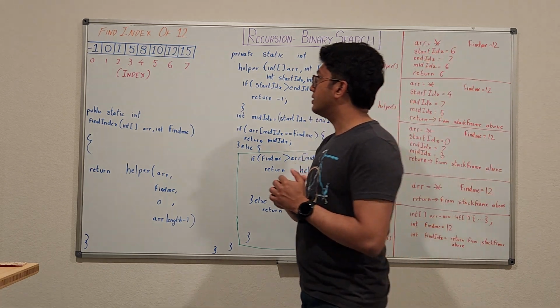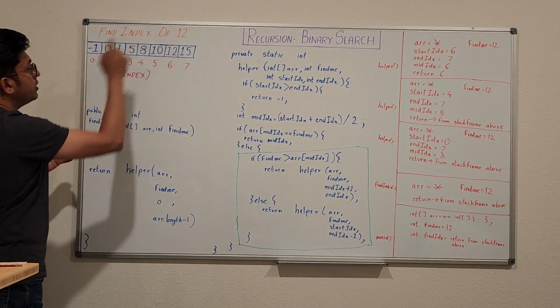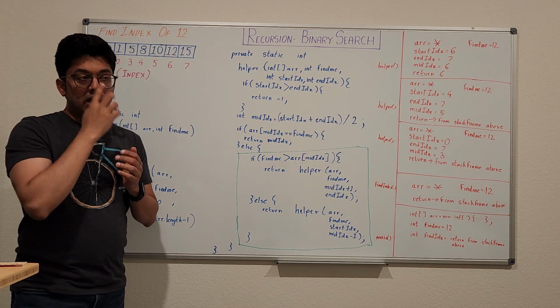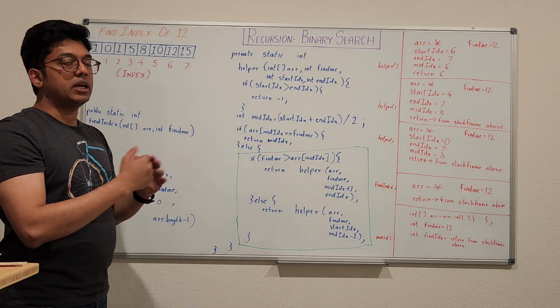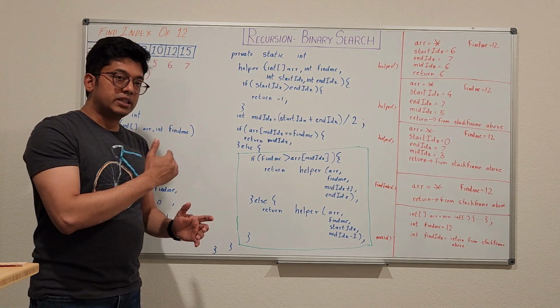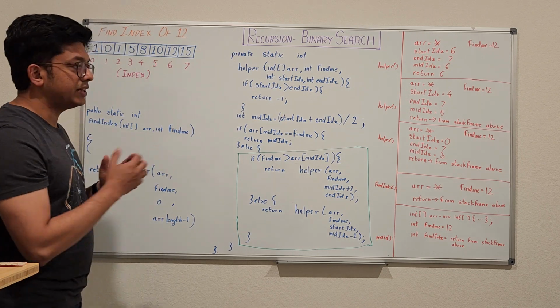So let's get started. Today we want to find whether 12 exists or not in an array that's passed into us. And not just 12, any number: we'll be passed an array and a number, and we have to check whether it exists or not. If it doesn't exist, we'll return a -1. If it exists, we'll return the index of that item.